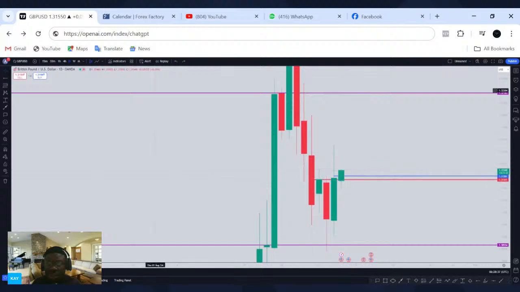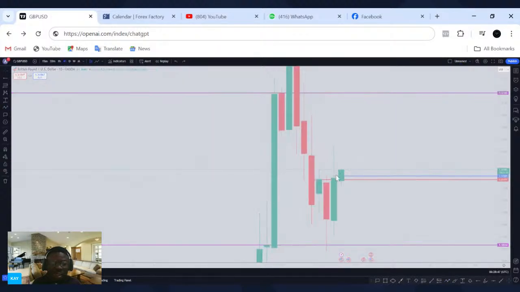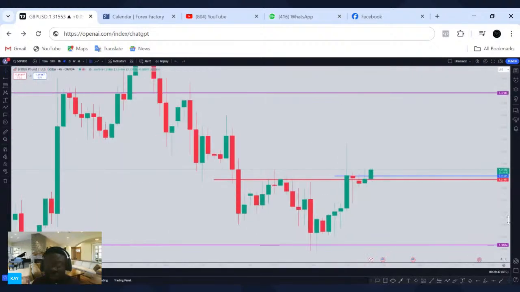Because the daily time frame is looking good to get to this end. Okay, maybe you will see some reaction over here before it will get to this side. But the entry is going to be taken on H4 time frame.